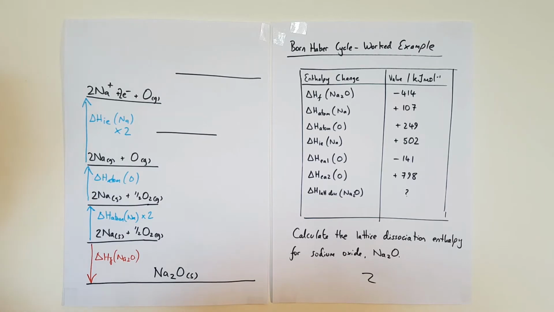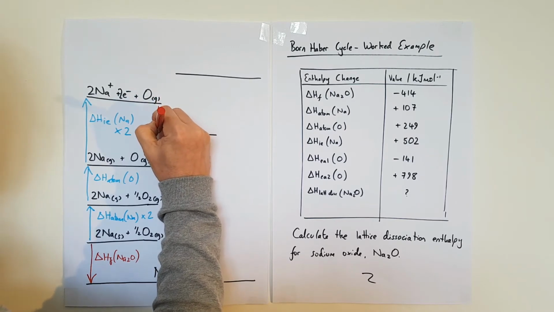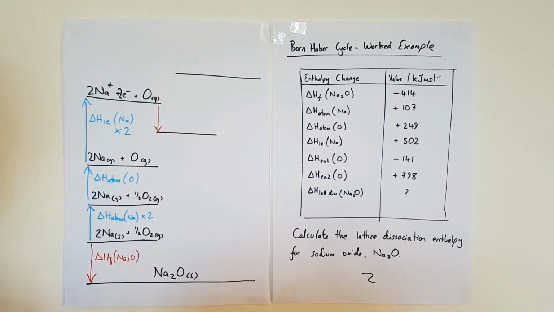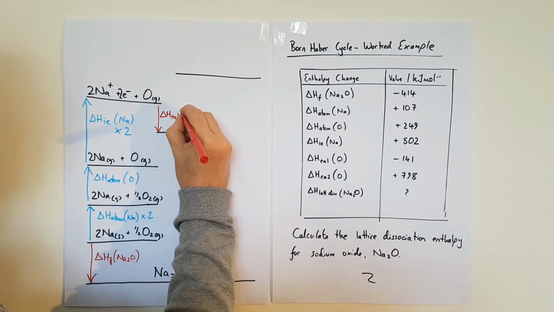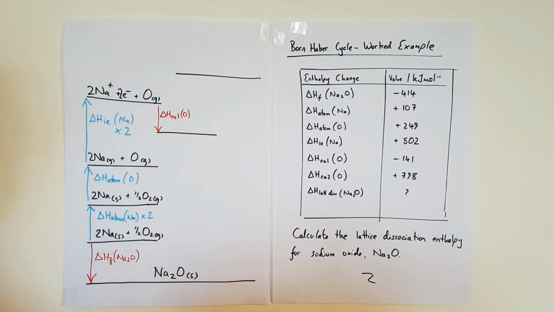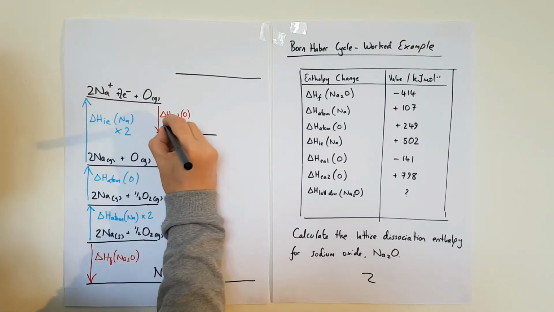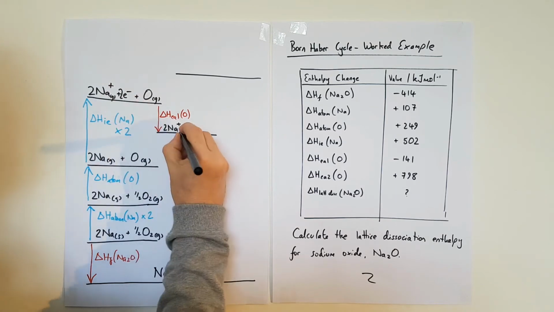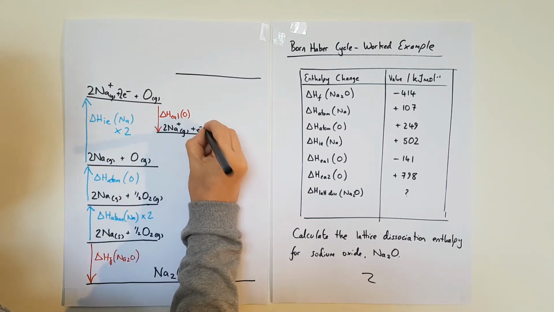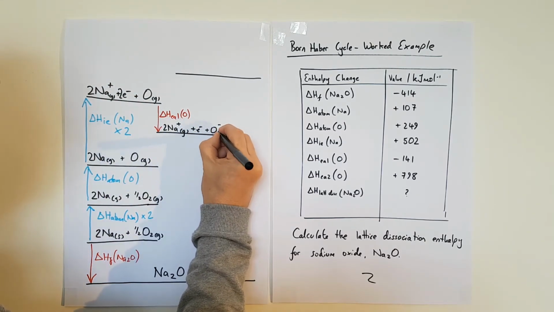Now we have to start putting electrons into oxygen. Of course, oxygen forms the O2 minus ion. That means we can do this in 2 stages now. So the first stage, I'm going to add the first electron. That's always exothermic, EA1. So that's made, we've now got 2 Na pluses, gaseous state, 1 electron and O minus.